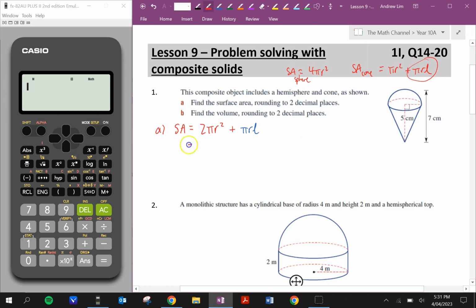So, what is the radius? Although it doesn't say what the radius is, we can see that the height of the full solid is 7, and the height of the cone is 5, which means that this bit here has to equal 2 centimeters. And that represents the radius, because this is a hemisphere, this is the radius, this is the radius, so this is also 2 centimeters. So the radius is 2.